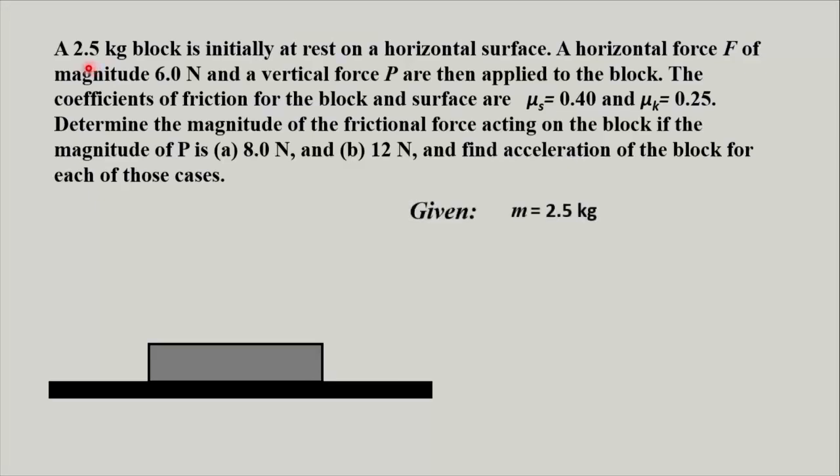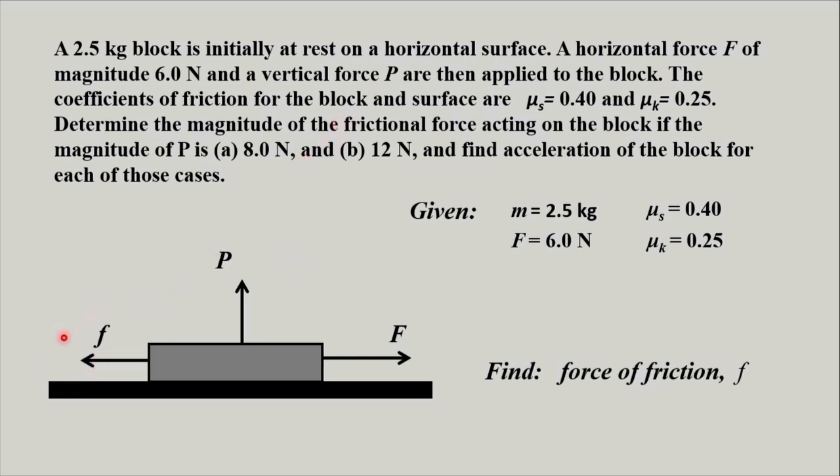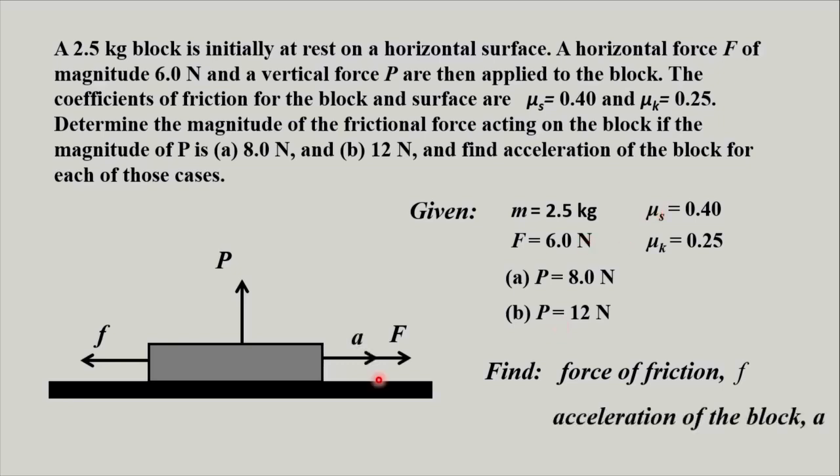A 2.5 kilogram block is initially at rest on a horizontal surface. A horizontal force F of magnitude 6 newtons and a vertical force P are then applied to the box. We have two coefficients of friction between block and surface, and we need to find the magnitude of the frictional force acting on the block if the magnitude of P is 8 newtons and 12 newtons. And in addition, we need to find the acceleration of the block, A.